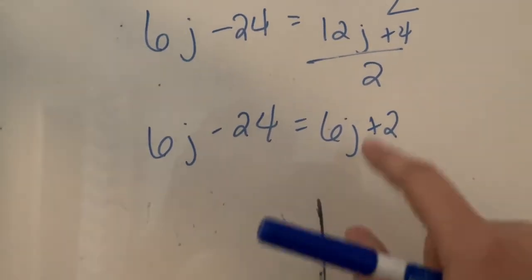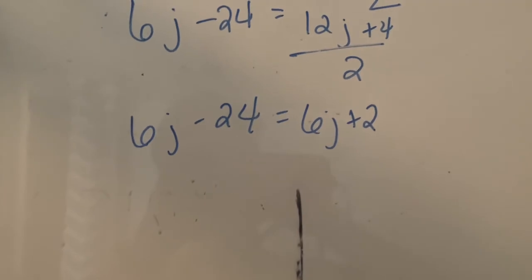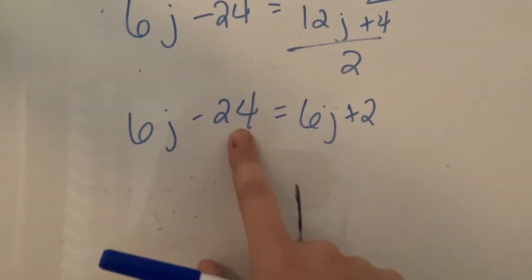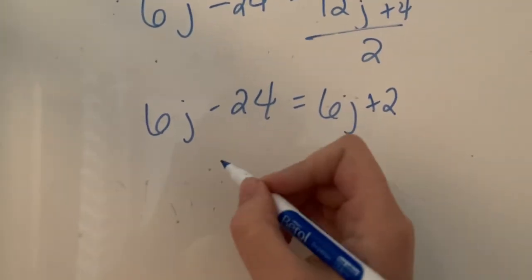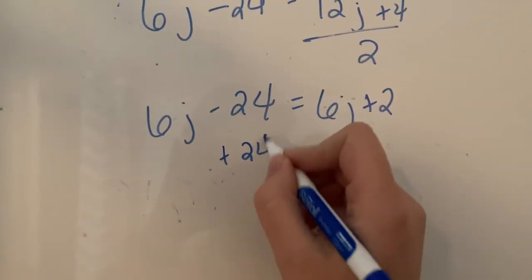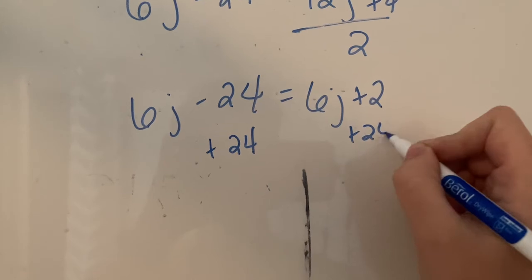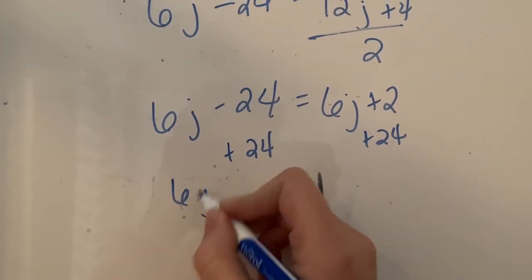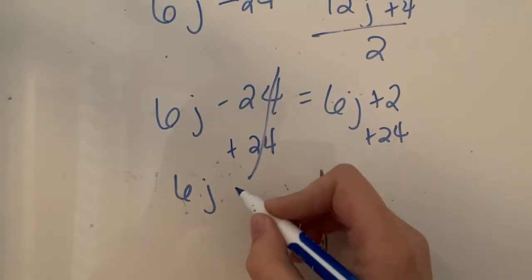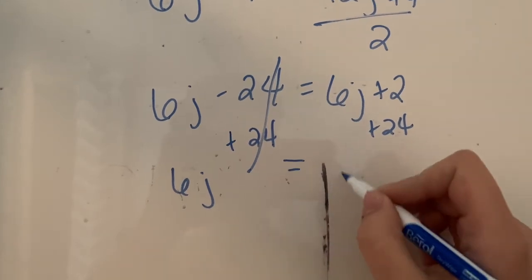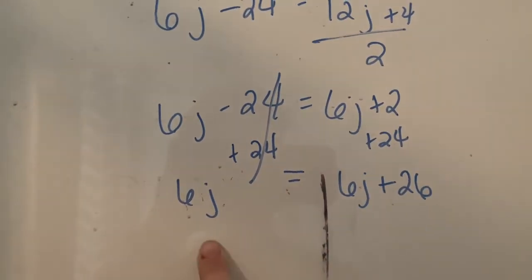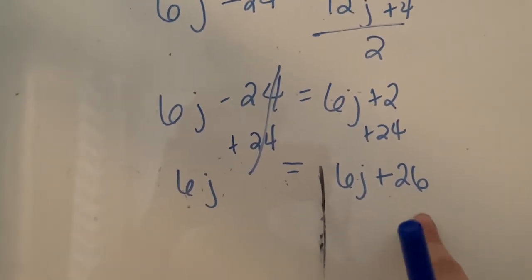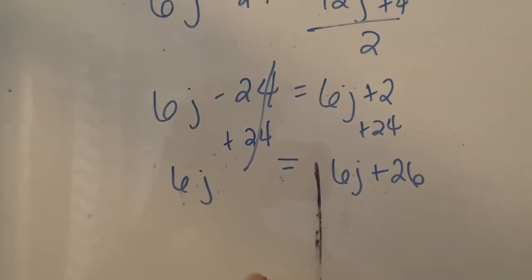So we could either move all of our j's to one side, or we could start moving these constants. It's up to you guys. Let's go ahead and get rid of this negative 24 because, I don't know, it looked at me funny. Add 24 to both sides. These are additive inverses, so they become 0. So we end up with 6j equals 6j plus 26. So now let's get this j over here.